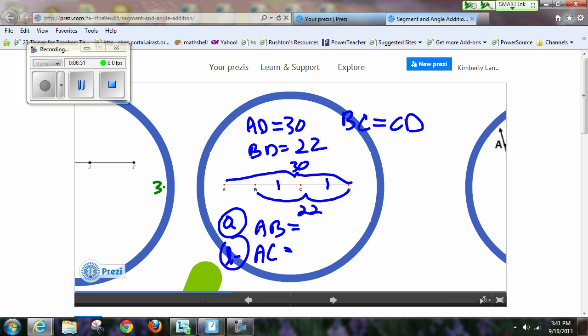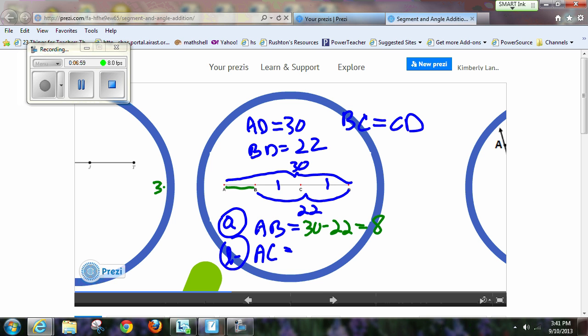Now they're asking me what is AB, and I'll draw that in green. And I can see that that should tell me that is 30 minus 22, or 8. I do know from B to D it's 22. I know the total from A to D is 30. The next one is to find how long AC is.